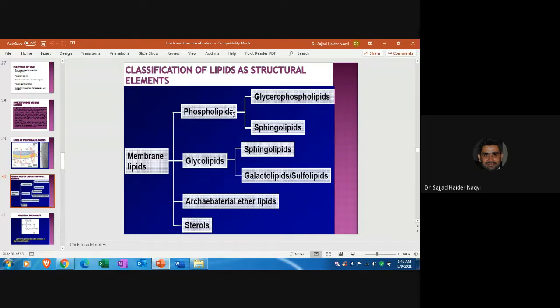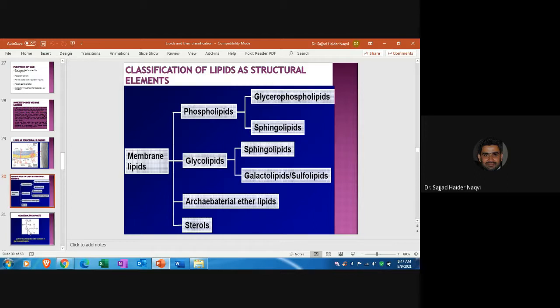Now, the phospholipid can be further classified as glycerophospholipids and sphingophospholipids or sphingolipids. Again, this is a further classification where we go into the details of the structure to see that in phospholipids, when the alcohol molecule is glycerol, it's called the glycerophospholipids. And in case the glycerol is substituted by sphingosine, which is another alcohol, that's called sphingolipids. Then in the glycolipids, it's carbohydrate with the lipids. They can be further classified as sphingolipids and galactolipids, or in short, sulfolipids, and so on and so forth.